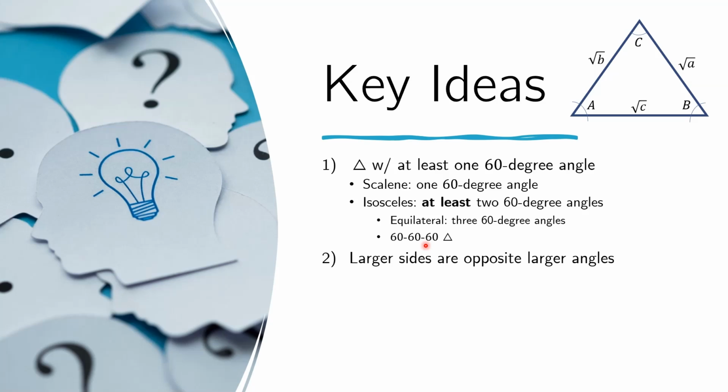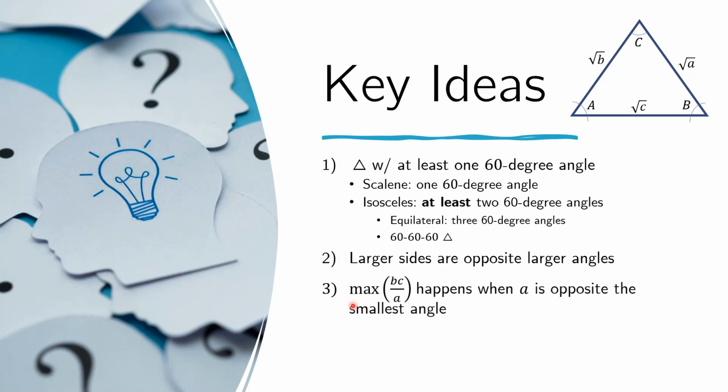Then we also remember that if you have a triangle, the largest side would be opposite the largest angle. So the larger sides would be opposite the larger angles, and the shortest side will be opposite the smallest angle. And so in an equilateral triangle, because all sides are of the same length, all angles opposite those sides are also the same measure.